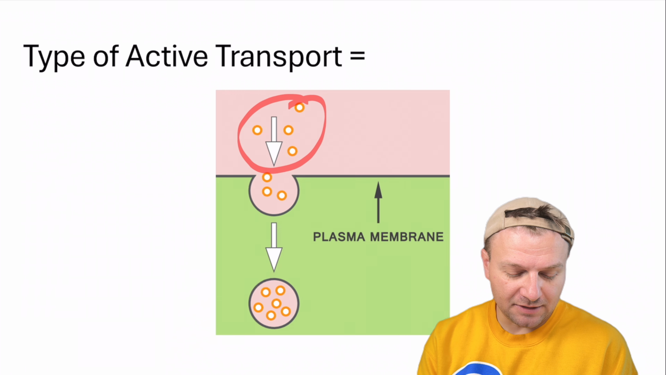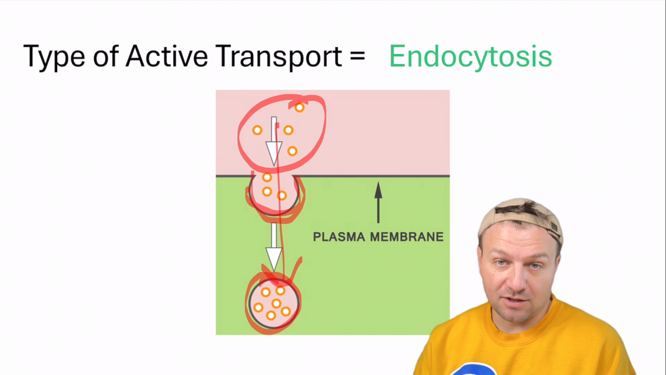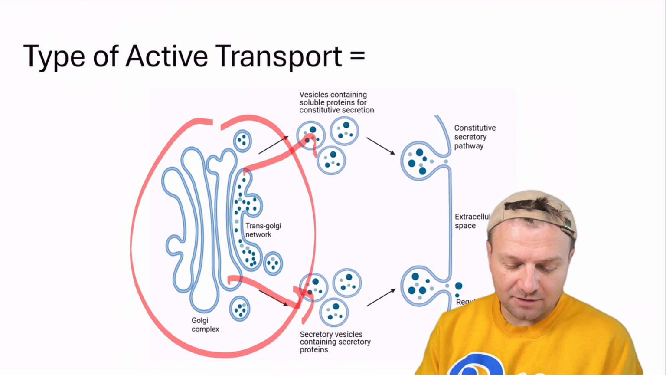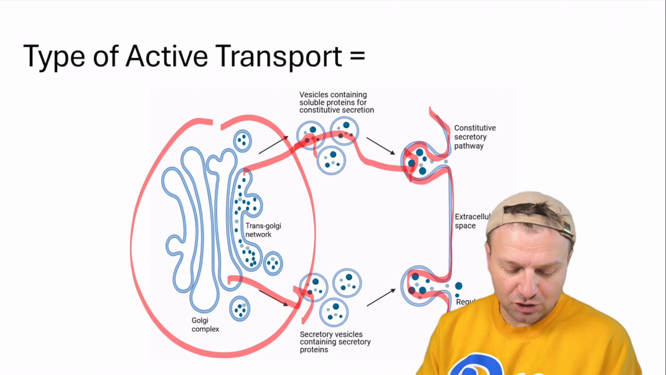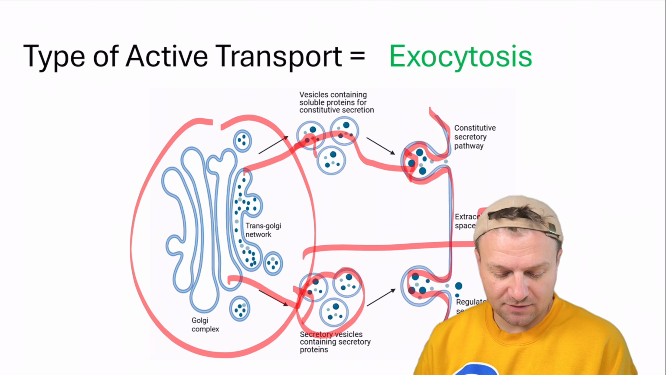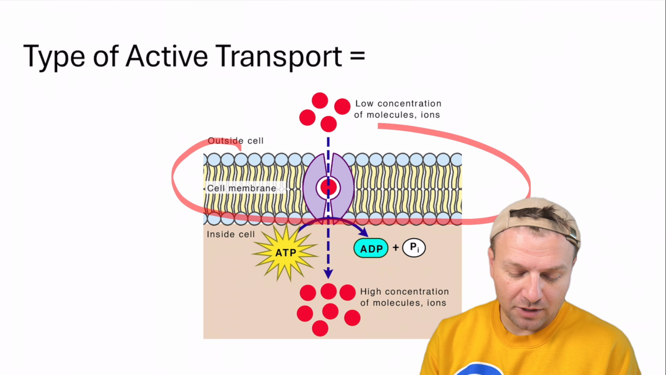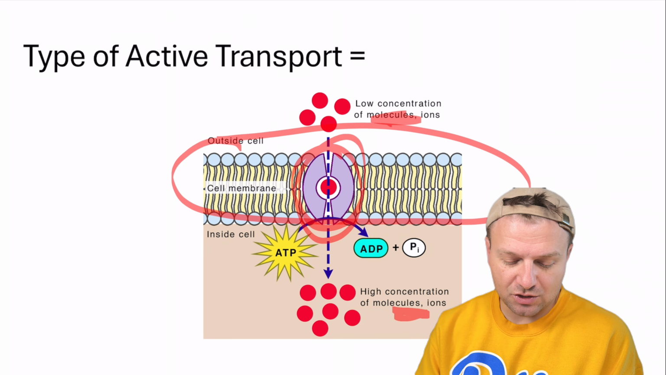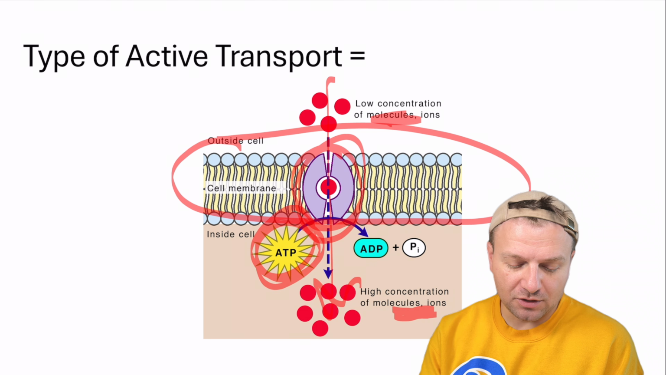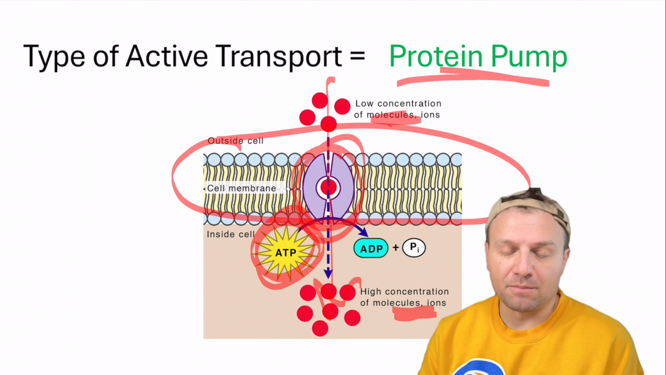Here's our next one. We can see these molecules being taken in. There's going to be a vesicle that fuses around them. This is endocytosis. Here we see the Golgi body making vesicles, and these vesicles are going to fuse with the outer membrane and push out their contents. This means this is a form of exocytosis. Here's our last one. We have our membrane, we have our membrane protein, we have low concentrations outside, high concentrations inside. We're using energy in the form of ATP to move those molecules through that membrane protein. These are protein pumps.